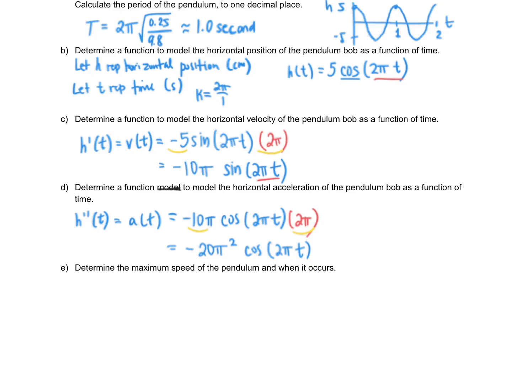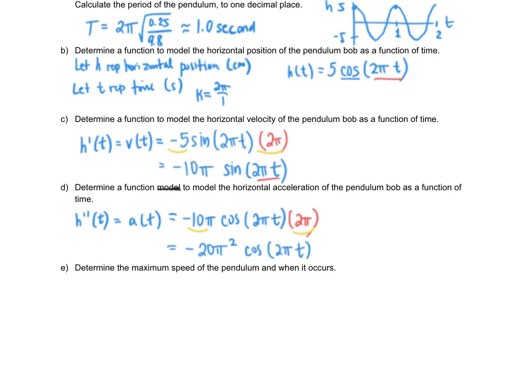So the max and min of my original are 5 and negative 5, of my second one 10 pi and negative 10 pi, and of my third one 20 pi squared and negative 20 pi squared. Those are the max and mins of the position, of the velocity, and of the acceleration. So I actually know all my max and min values just because this is quite a generic sinusoidal function, like the format of it. So that's nice to note.